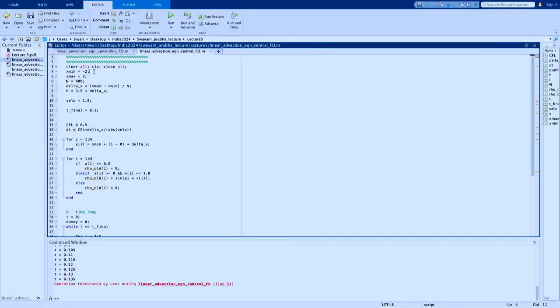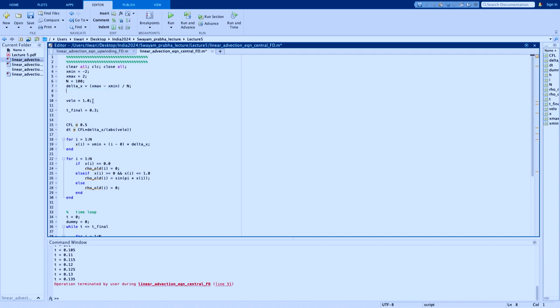As I have already mentioned, I take my domain as minus 2 to 2. So here I give x minimum as minus 2 and x maximum as 2. And then the number of points can be, for example, 100. So I define my delta x as x max minus x min divided by n. In this case, it will be 4 by n. This h is used for another purpose.